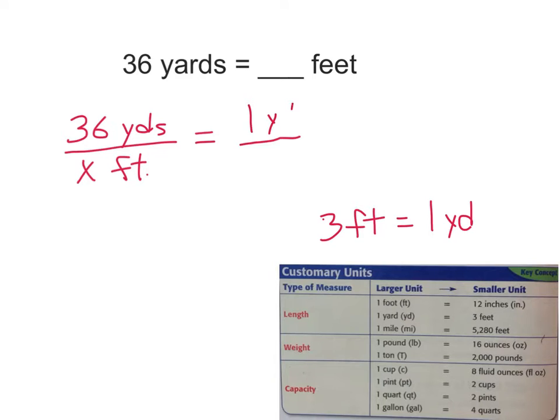So 1 yard, and I label it, and then 3 feet, and I can abbreviate, but I want to put the feet label down there. Now my feet are at the bottom, my yards are at the top.